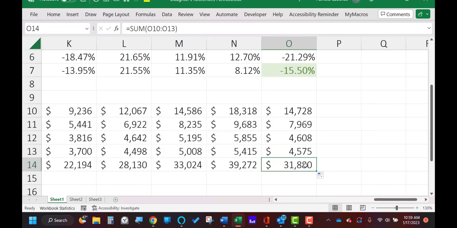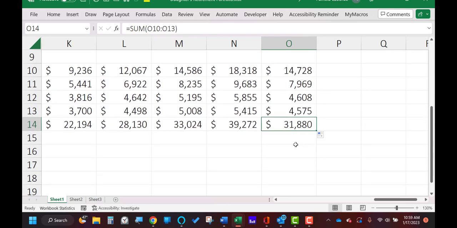Originally, she had $14,000 invested. By the end of 2022, that's grown to nearly $32,000. And what I'd like to do is just calculate her overall rate of return. So I don't want to separate it by fund. I don't want to separate it by year. I just want to look at the fact that she started with $14,000, she ended up with 31,880.